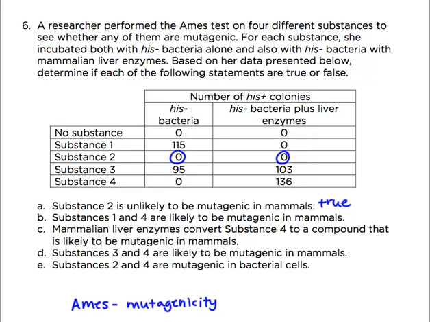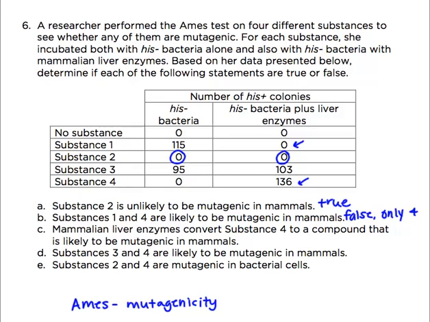Okay, B. Substance 1 and 4 are likely to be mutagenic in mammals. So let's look at 1. Because they're asking about the mammals, we're going to look at the bacteria that were added with liver enzymes. So for substance 1, this gave 0 revertants, and substance 4 gave 136 revertants. So with this data, we would say that substance 1 isn't going to be mutagenic in mammals. However, substance 4 seems to be highly mutagenic in mammals. So for B, this is false, and only substance 4 would be mutagenic in mammals.